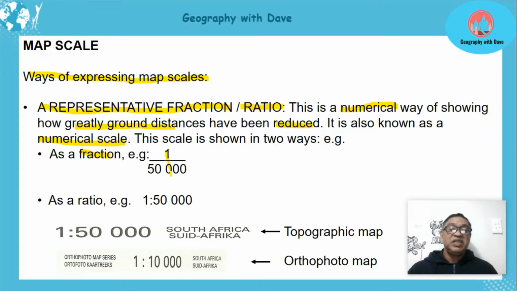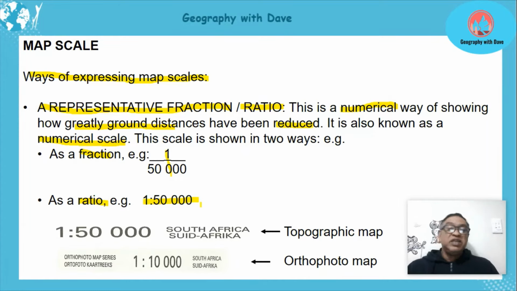All right. Can you see it? That's how it's expressed as a fraction. Then your favorite, I'm assuming, but I know many learners like the ratio scale, 1:50,000. Both units are the same also, so it becomes a ratio scale.